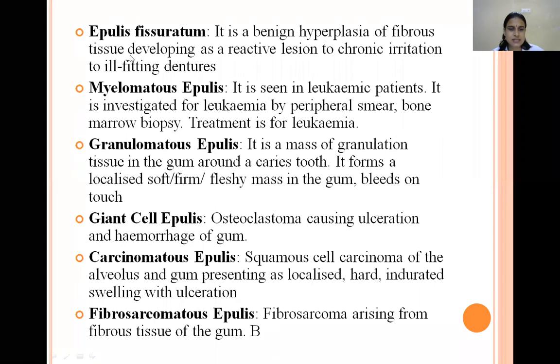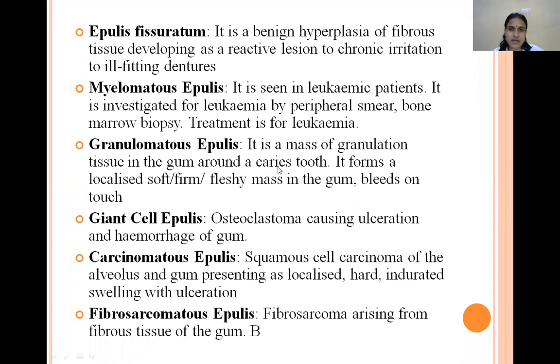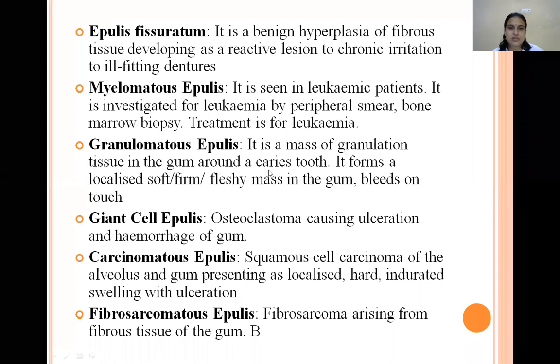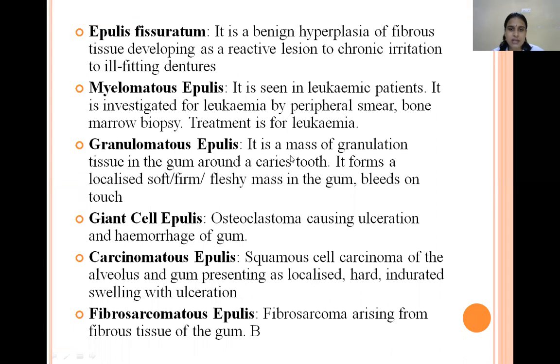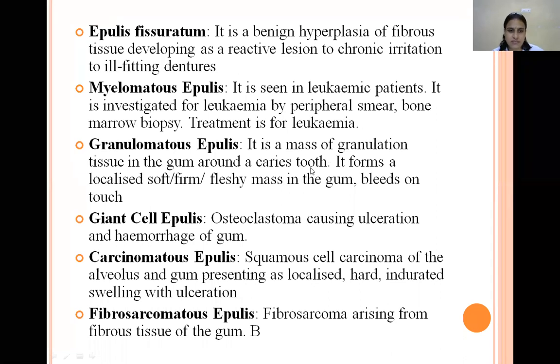The other types of epulis, just know the names. Epulis fissuratum, because of benign hyperplasia of the fibrous tissue that develops as a reaction to chronic irritation on the gingiva because of ill-fitting dentures. Next is myelomatous epulis. It is seen in leukemic patients. Once the treatment of leukemia has been given, then this also will resolve. Next is granulomatous epulis. It is nothing but granulation tissue on the gum around the carious infected tooth. Over the gums, there is formation of granulation tissue around the carious tooth, where the infection is there.